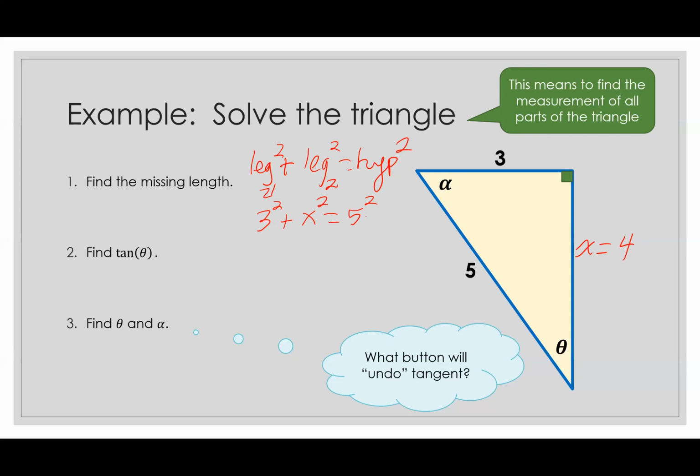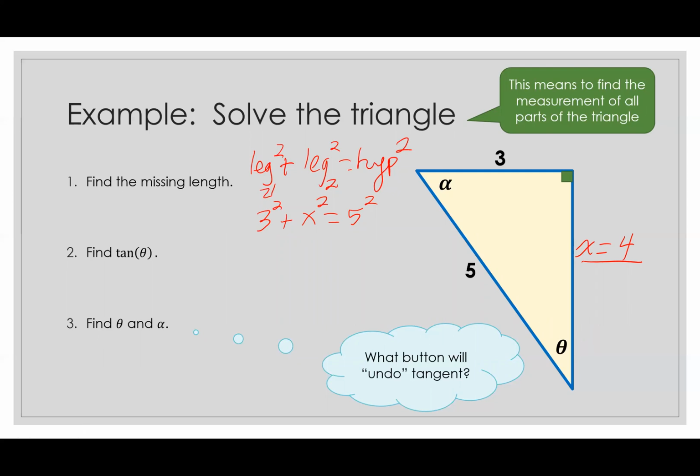That's 25. 25 minus 9 is 16. And what squared gives you 16? That is a nice positive number for a length. That would be 4. All right, so we have done that. Now find tangent of theta.